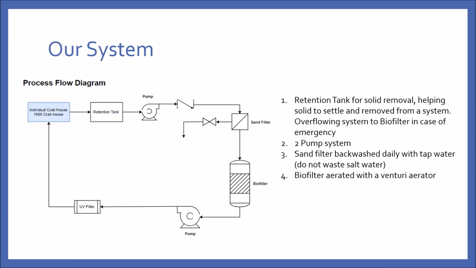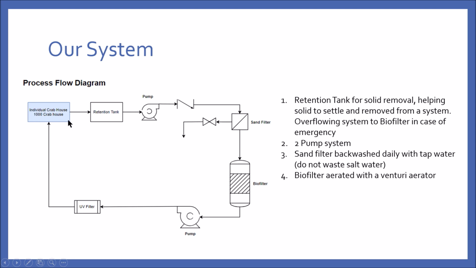This diagram shows the process flow diagram of our system. Note that we have modified the system that came from China to suit our needs. We first start off with crab houses. So our capacity is for 1,000 crab houses.